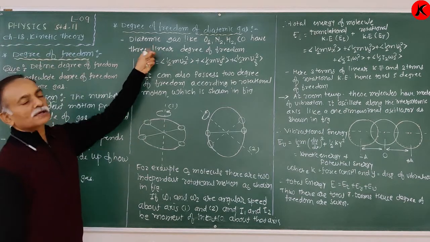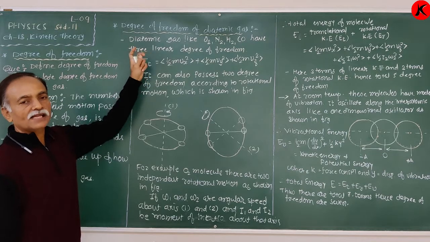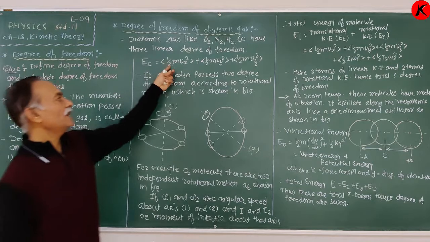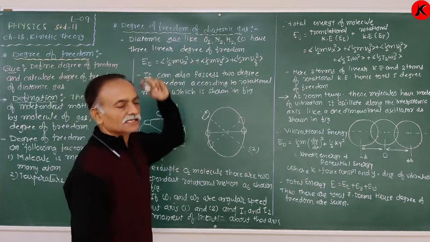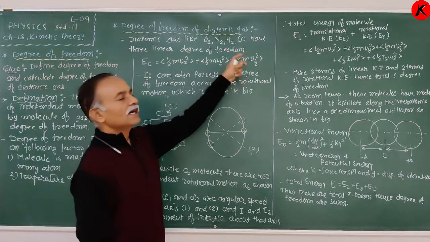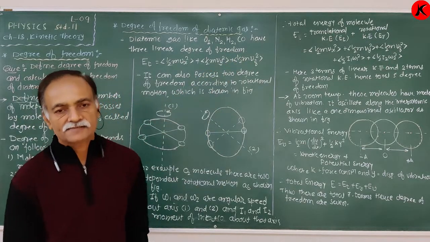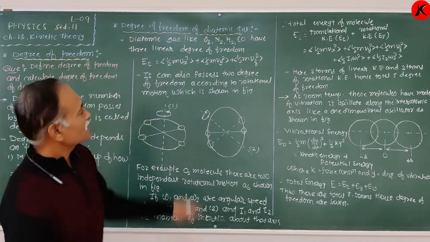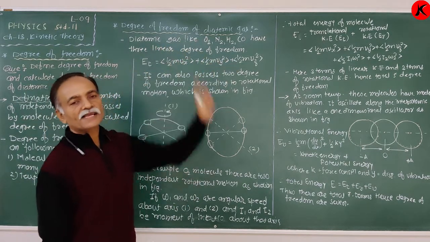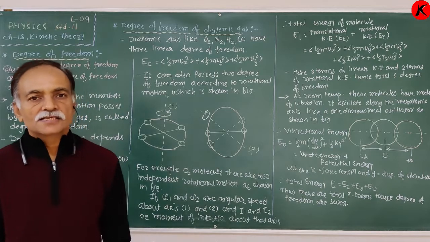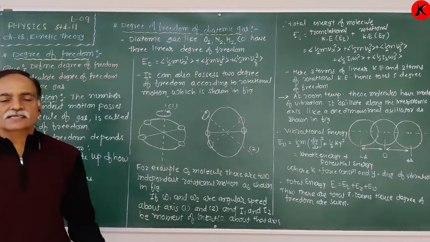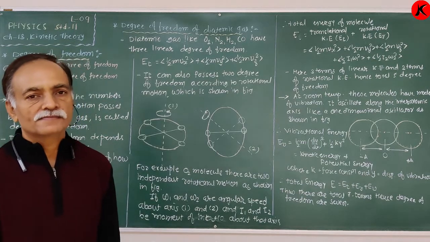Therefore, the total translational energy Et is equal to average half mvx square plus average half mvy square plus average half mvz square. So these three independent linear motions are produced by this type of diatomic gas. So corresponding to its linear or translational motion, it has three degrees of freedom.